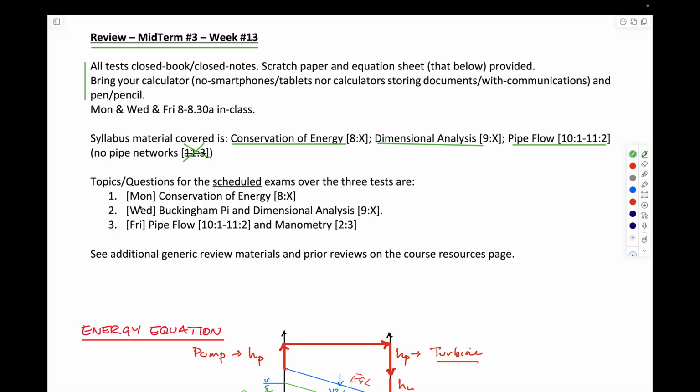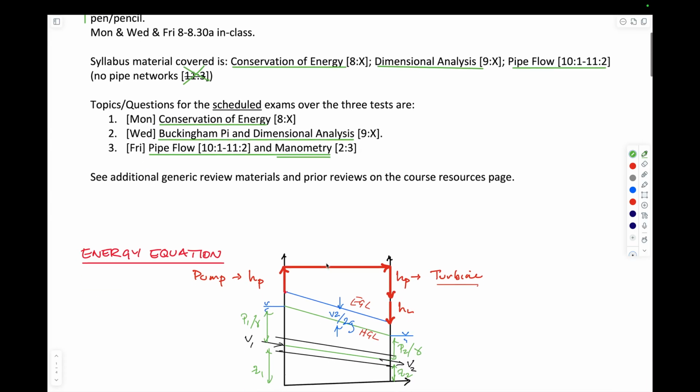The 3 questions relate to the first topic of conservation of energy. There's always a question on Buckingham Pi and using that to define similitude in systems and make connections between model and prototype behaviors. And finally, one on pipe flow, including something on manometry as well. And manometry was from much earlier in your fluids career.